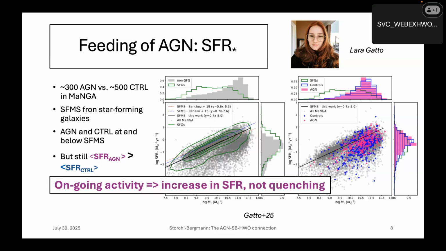So what we concluded is that the ongoing activity in AGN is more related to the increase in star formation rate than to quenching of the star formation rate. The usual assumption is that the AGN quench the star formation, but we find that during the activity, it's more connected to the increase of star formation rate, the nuclear one, than to the quenching.